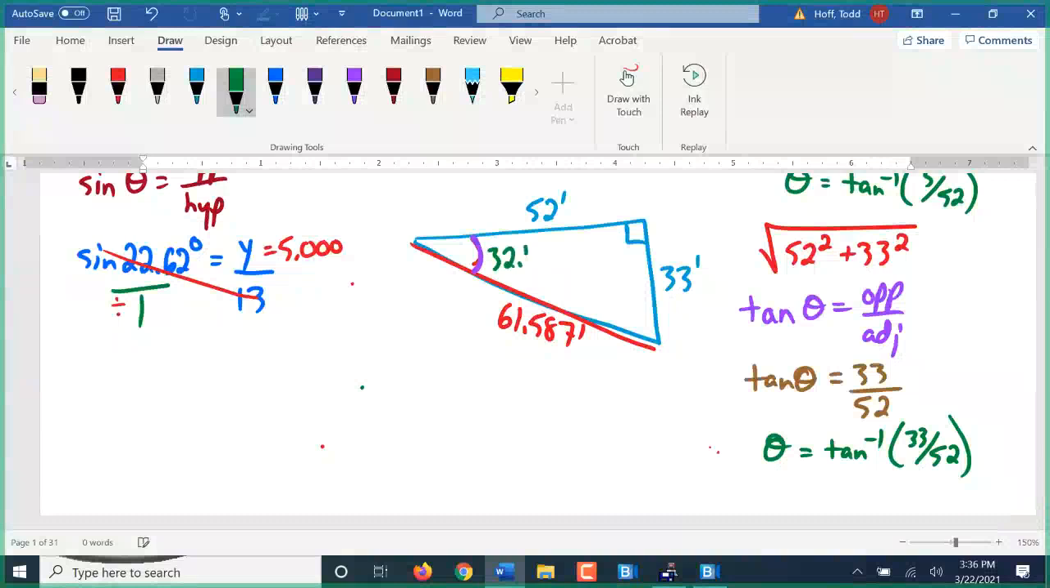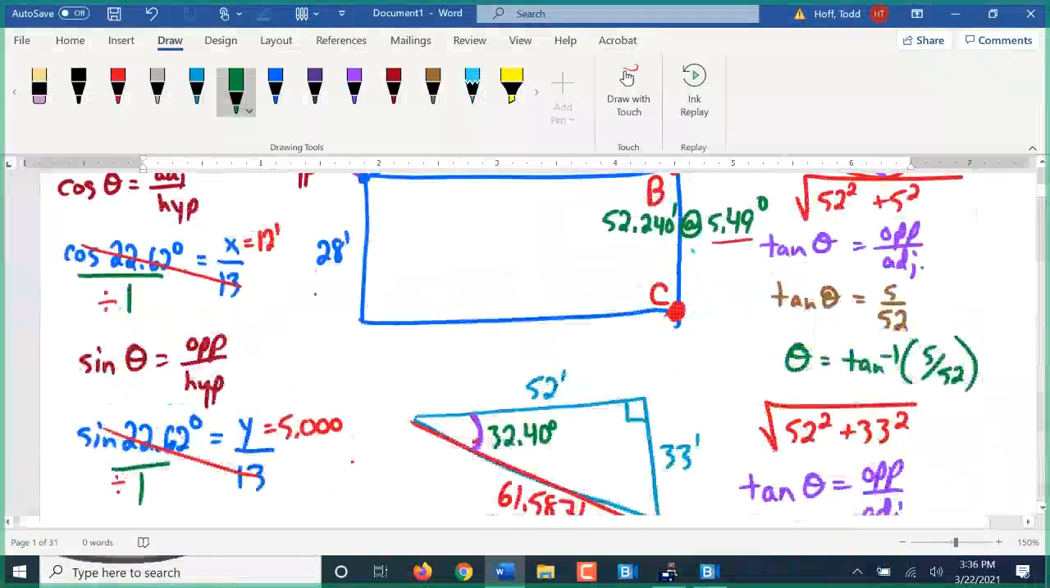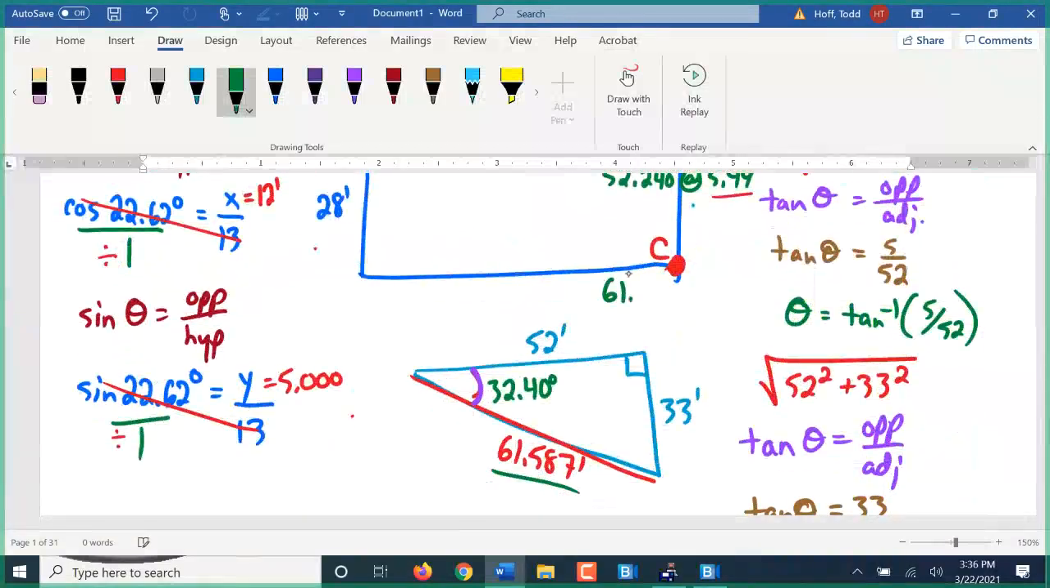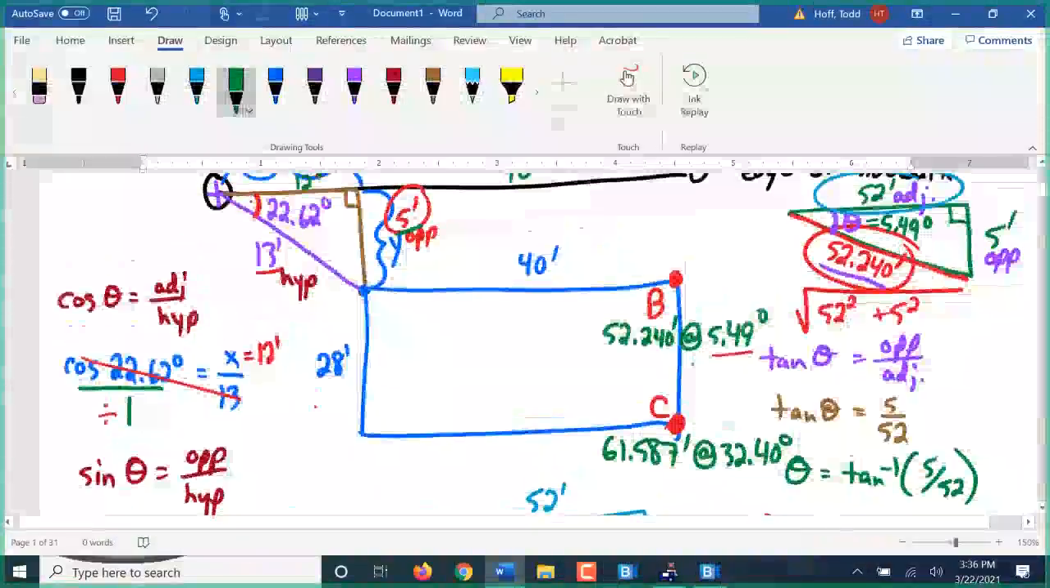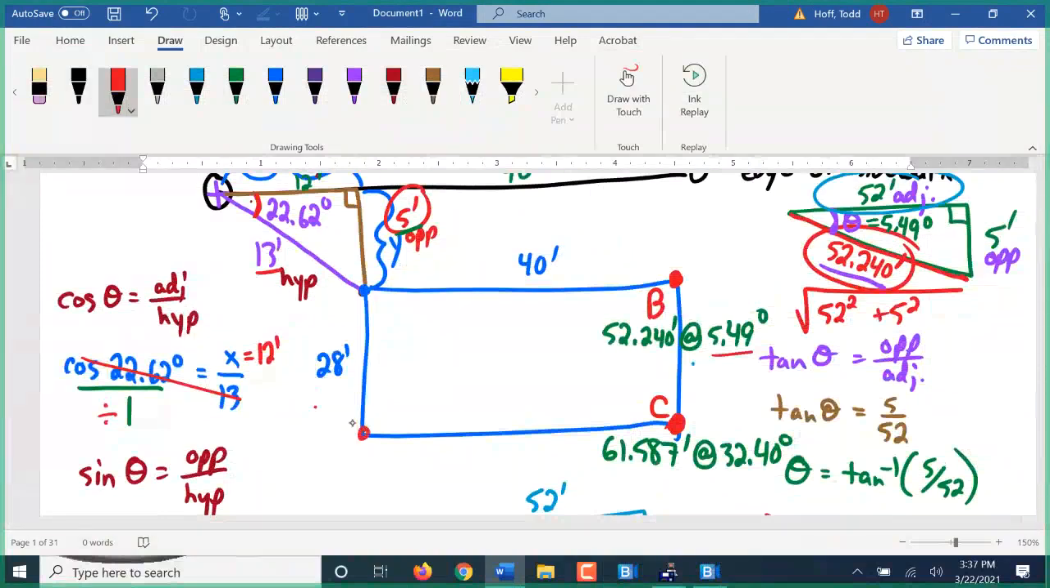So we'll call it 32.40 degrees, right? The corner C here is going to get labeled 61.587 feet at 32.40 degrees, if we're locating it using the field list. So we'll call this corner D.